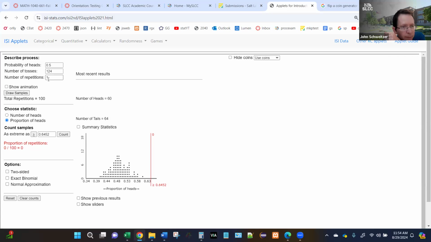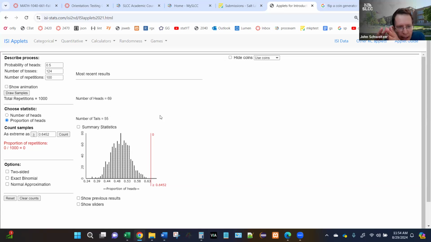So let's do this maybe 100 times. When I do 100 here, it's going to do 100 rounds of 124 flips. So it's flipping a ton of coins very quickly. When I hit draw samples, it's going to create 100 more dots for us. And the picture really does start to look like a bell-shaped curve after a while. We're at 700 rounds of 124 flips. So we've basically done 1,000 rounds now of 124 flips.